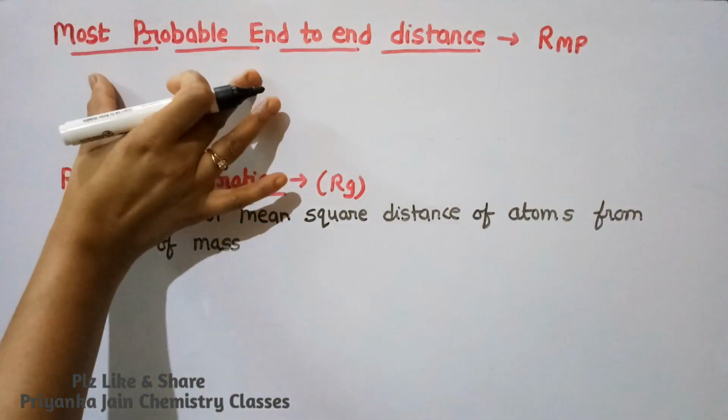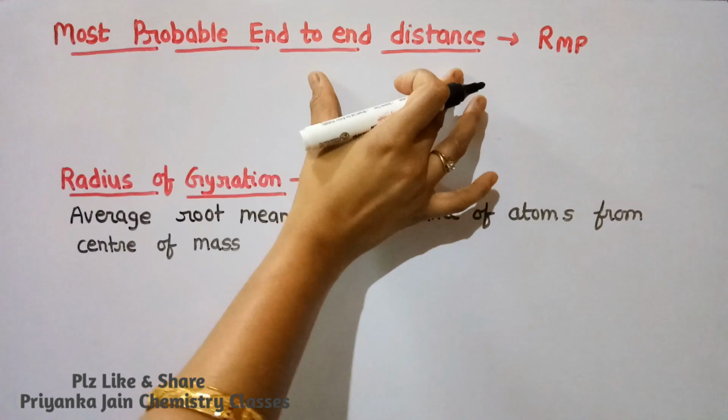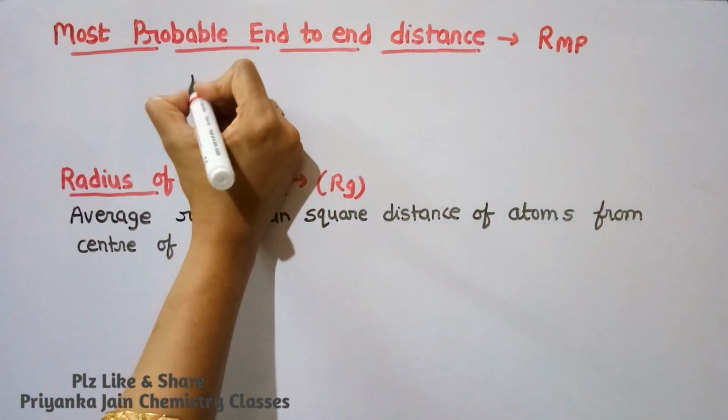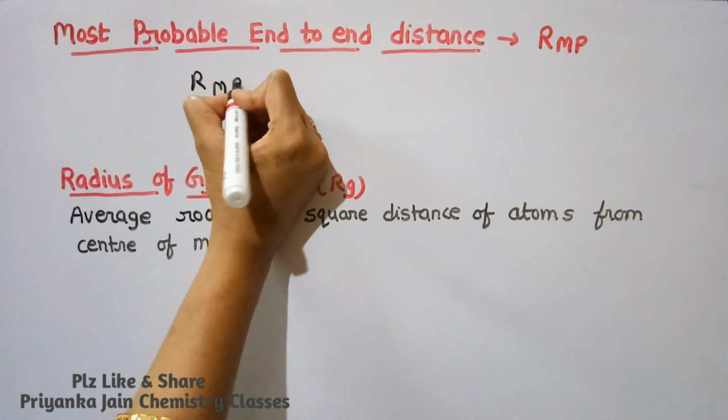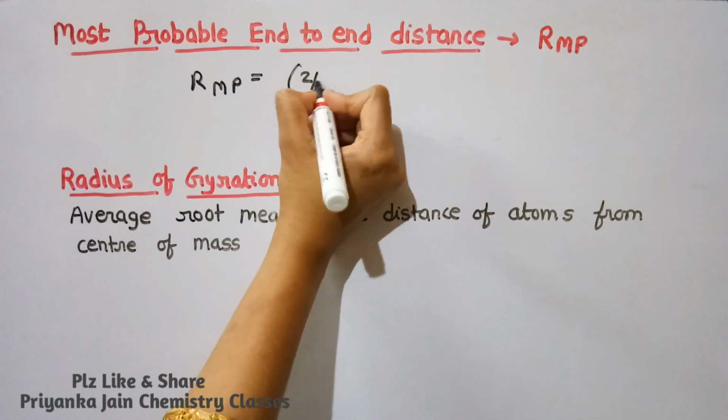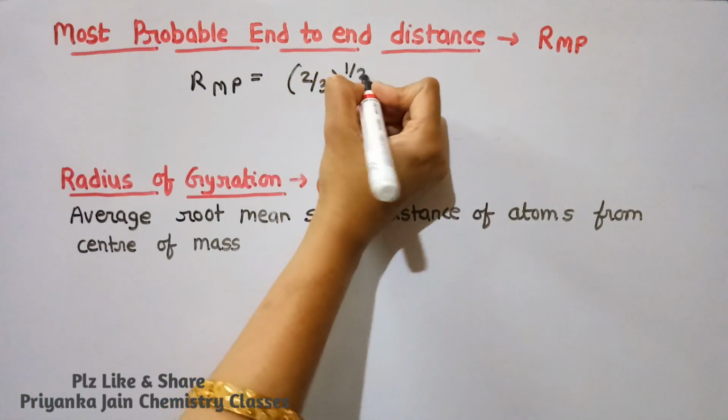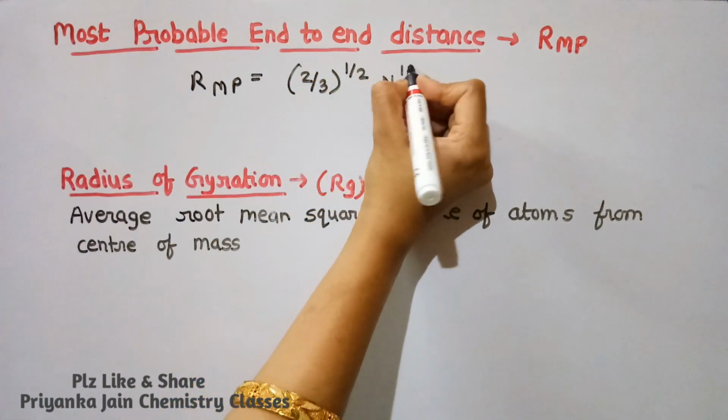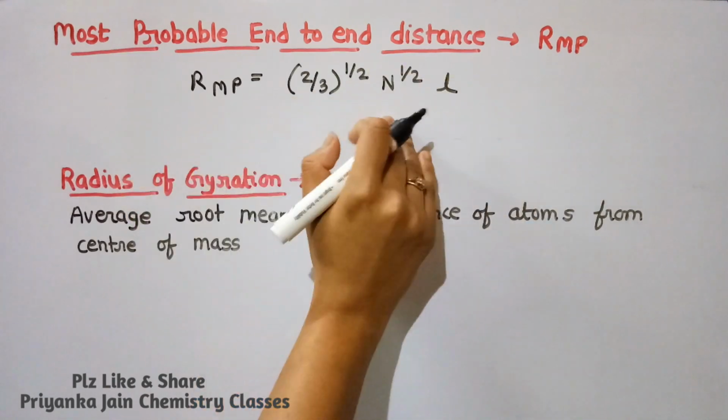Okay, now see the next formula is for most probable end to end distance, RMP, and the formula is RMP is equal to (2 by 3) to the power half, n to power half L. Okay, this is the formula.